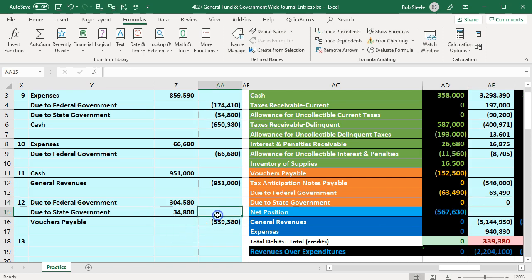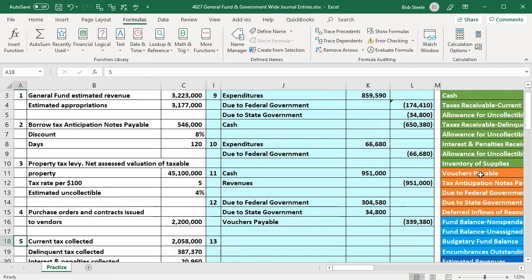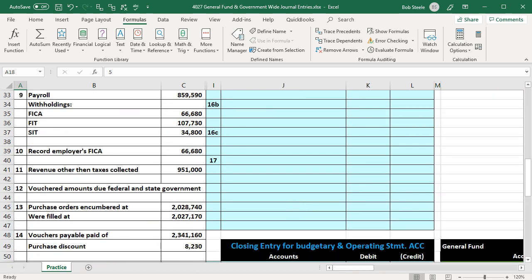Then we have the voucher payable. Voucher payable right above here in AE11. We're going to say that that equals and point to that voucher payable, 339,380. There we have it. Back in balance. Back to our data. Going all the way to the left. We are now on number 13. Scrolling down to the number 13.